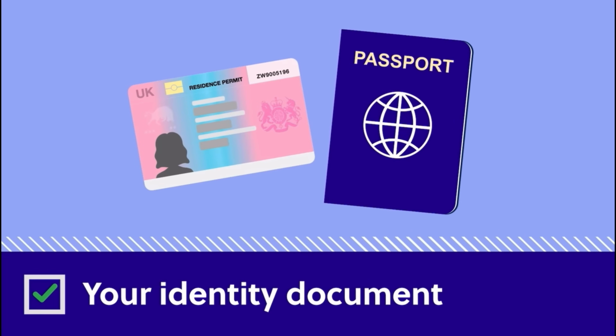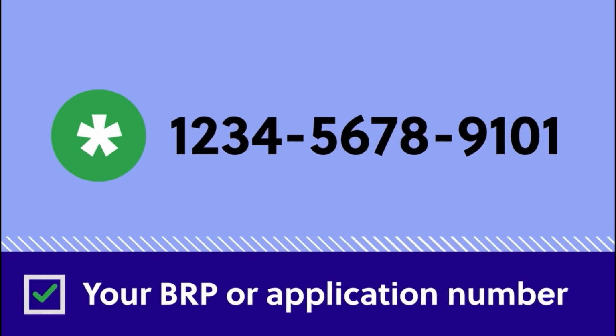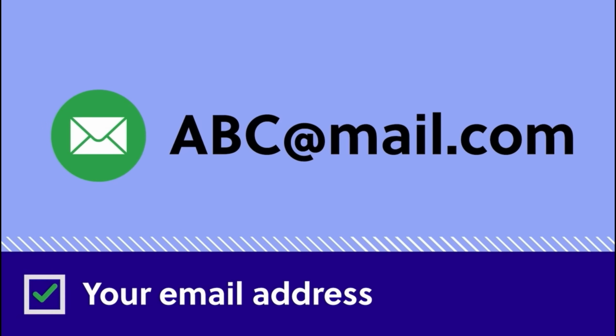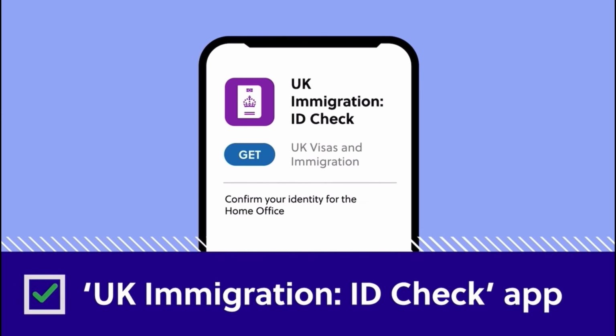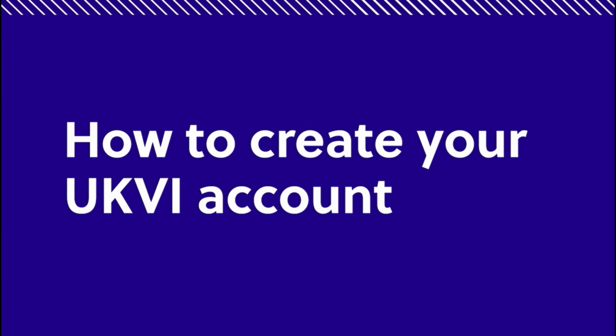Your identity document. This can be your BRP or your passport. Your BRP or application number. Your date of birth. Your email address. A mobile phone number. And access to the UK Immigration ID Check app, which you can find in the Google Play Store or App Store. If you cannot download the app, you can use a friend or family member's smartphone with their permission.